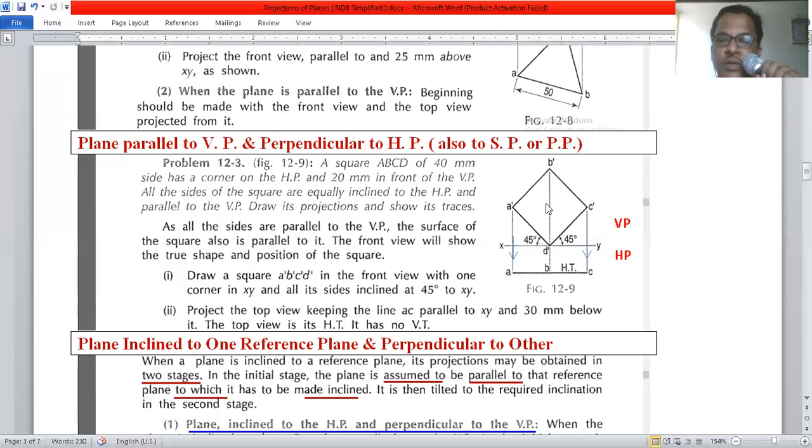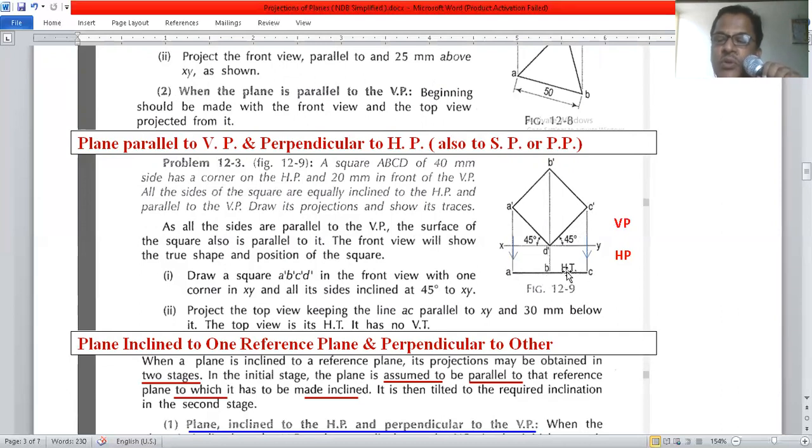So draw the true shape first in the VP, that is the front view. Then you can project this point here, and this point here. Now already this particular point is located. Why? Because it is given that one corner is on the HP and 20 mm in front of VP. So this 20 mm is already taken here. So this point is available to you. So draw the projection, and from this you draw this line.